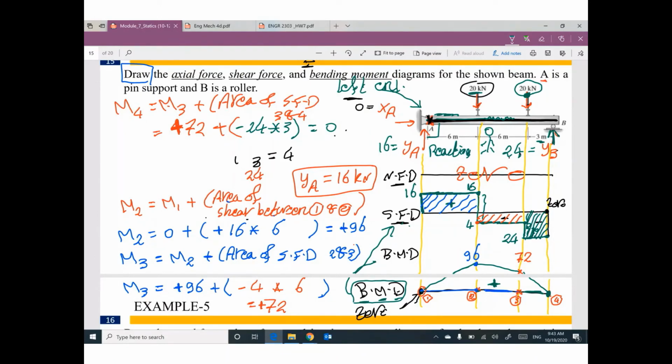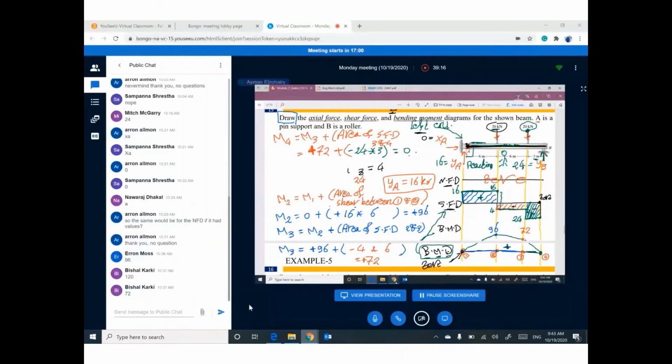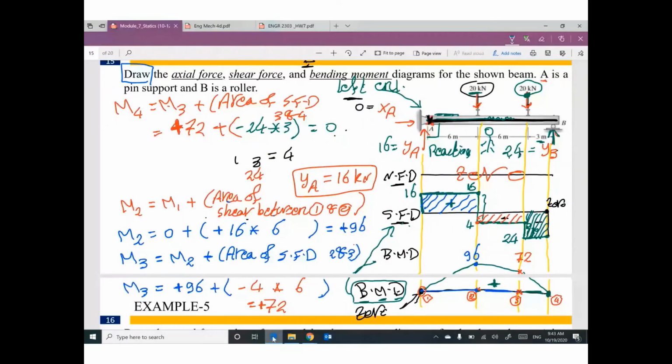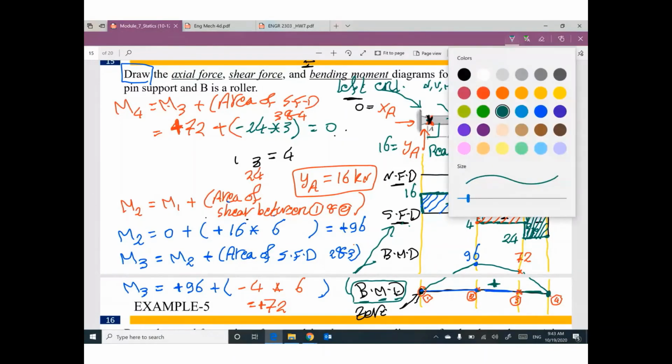Any questions so far? Okay, one of you will ask me a good question. What is the benefit of these diagrams? These diagrams will give you the internal forces at any point inside this beam. For example, if I'm asking about this specific point, anybody can tell me what is the N value, what is the V, what is the M? How can I get these values at this specific point?